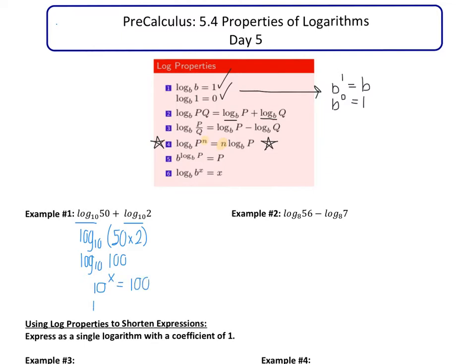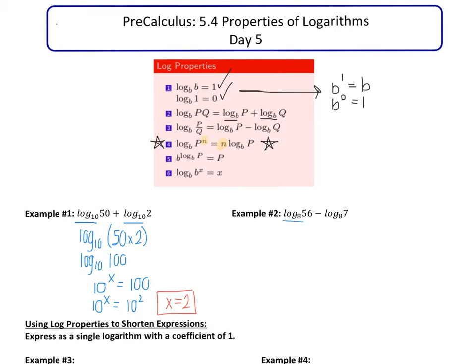We're going to get like bases. So that's going to be 10 squared. Like bases equal exponents. So we know x is going to equal 2. So you simplify your log, and then you can bring it into whatever form to find your answer. Let's look at example 2.